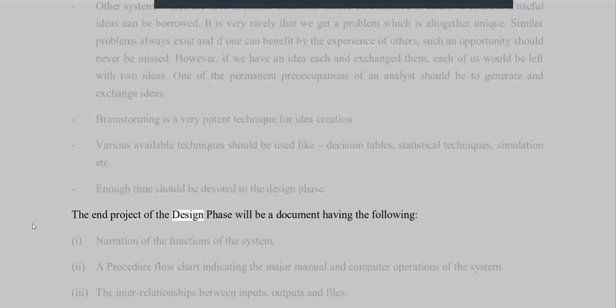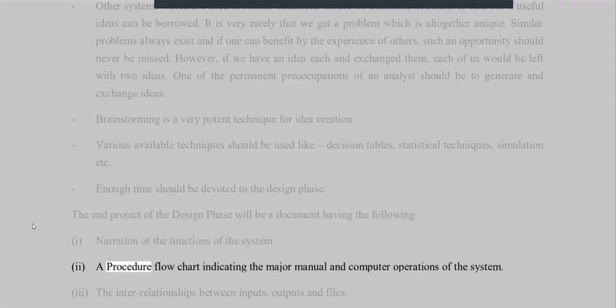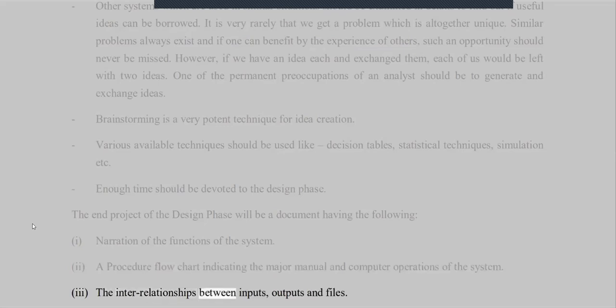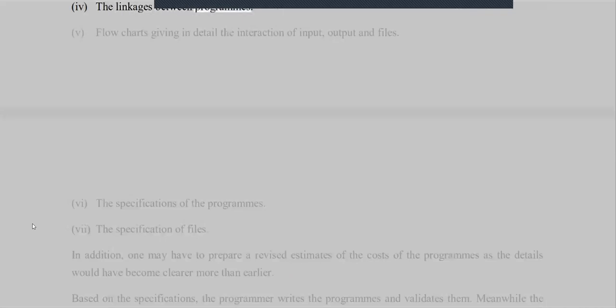The end product of the design phase will be a document having the following: 1. Narration of the functions of the system. 2. A procedure flow chart indicating the major manual and computer operations of the system. 3. The interrelationships between inputs, outputs, and files. 4. The linkages between programs. 5. Flowcharts giving in detail the interaction of input, output, and files. 6. The specifications of the programs. 7. The specification of files.